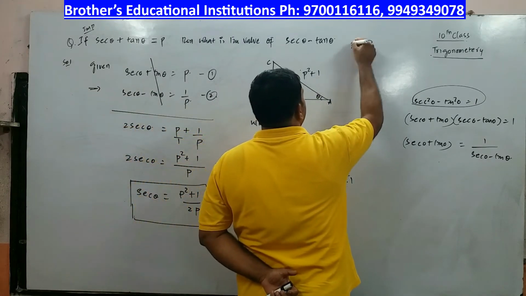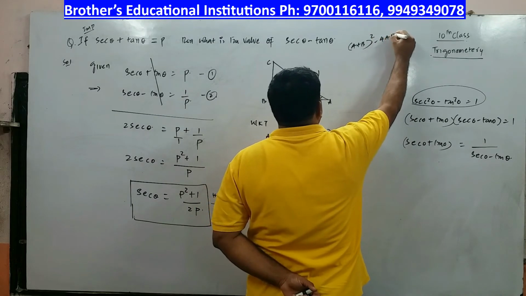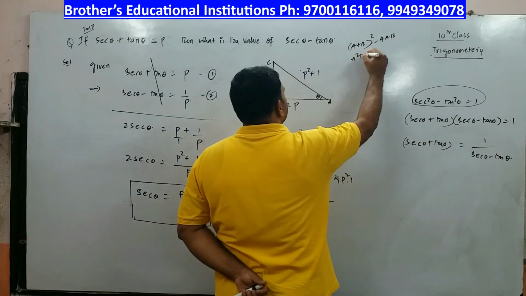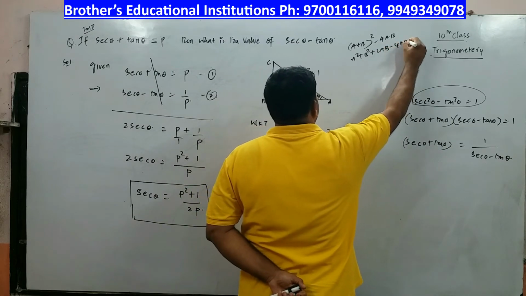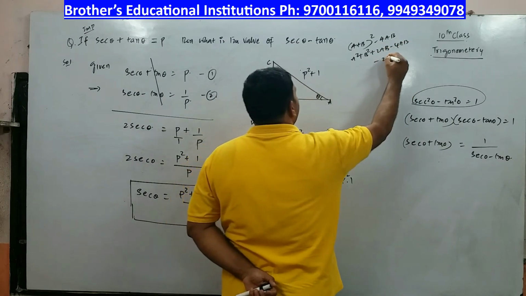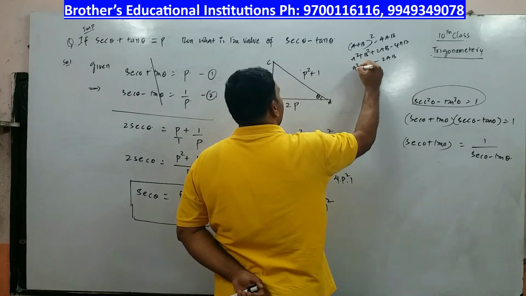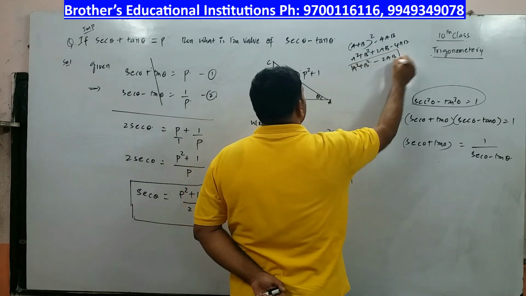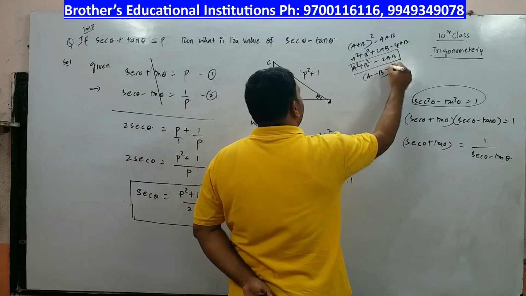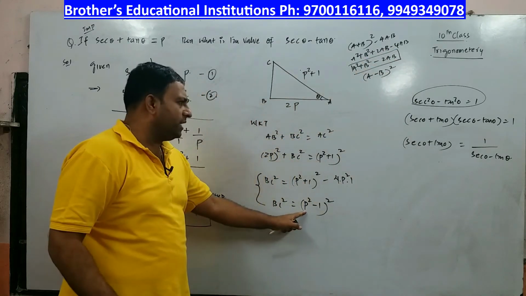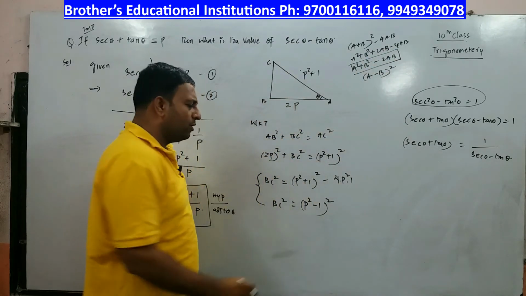(A plus B) whole square minus 4AB. What is that? It is A square plus B square plus 2AB minus 4AB. What is 2AB minus 4AB? Minus 2AB. So you have A square plus B square minus 2AB. A square plus B square minus 2AB is what? (A minus B) whole square. So A minus B means (P square minus 1) whole square.